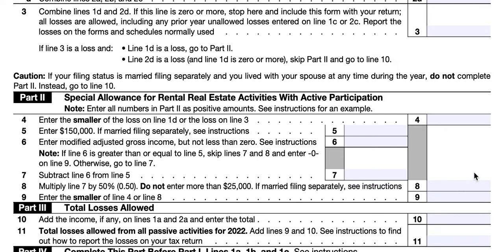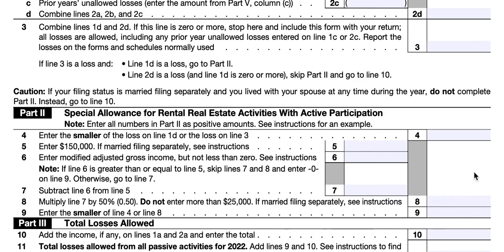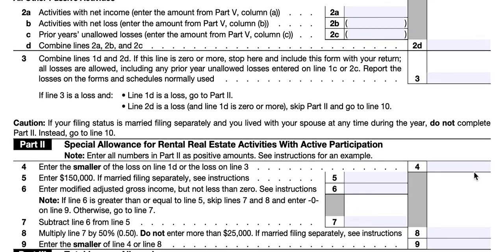Let's assume that you do have a loss in line 1D, and this forces us to complete Part 2. Enter all numbers in Part 2 as positive amounts. And there exists an example in the form instructions. So for line 4, you'll enter the smaller of the loss on either 1D or on line 3. On line 5, you will enter $150,000. If you are married filing a separate return, you will enter $75,000 if you lived apart from your spouse at all times during the tax year.